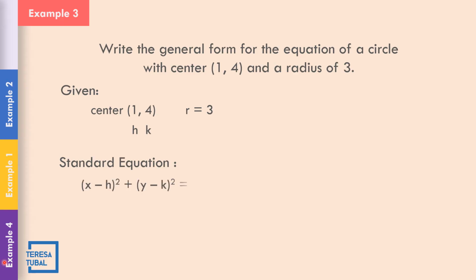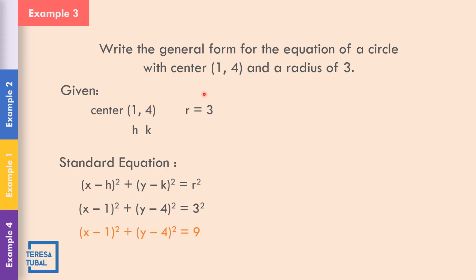If it is case 2, the formula is the quantity x minus h squared plus the quantity y minus k squared is equal to r squared. Let us replace. h is 1, replace it with 1, and then k is equal to 4. And then copy the radius, that is equal to 3. So it means the standard equation of this circle is the quantity x minus 1 squared plus the quantity y minus 4 squared is equal to 9.